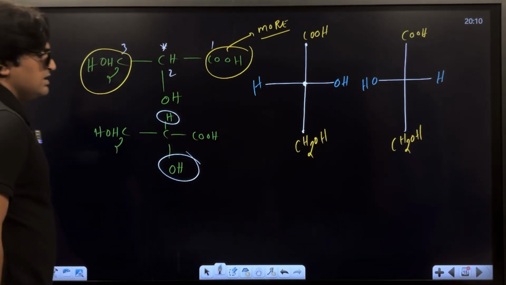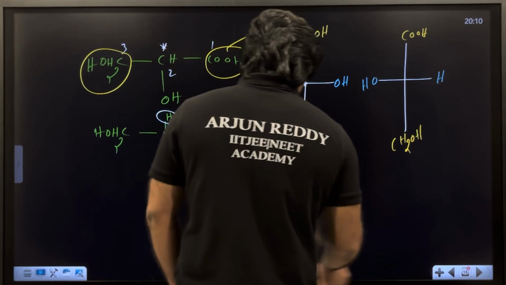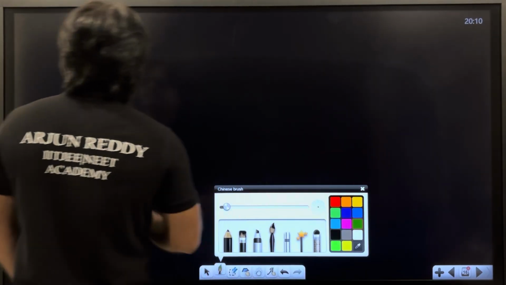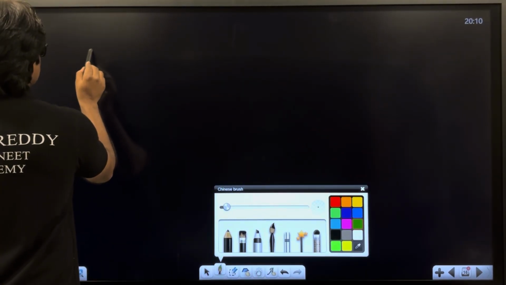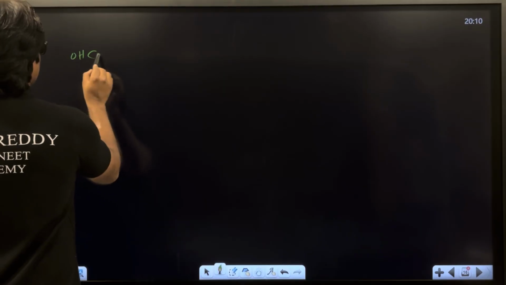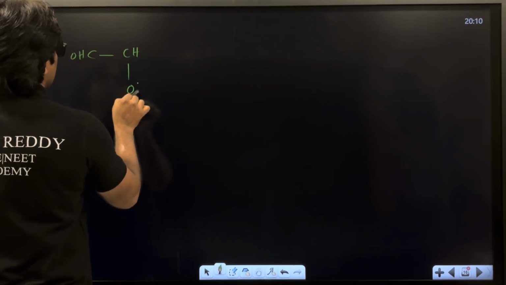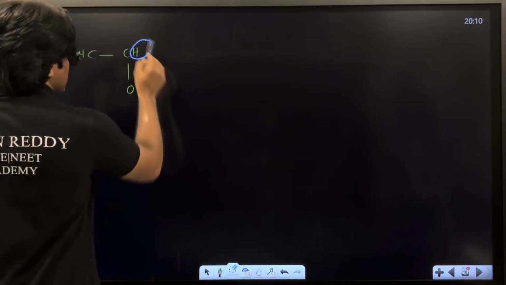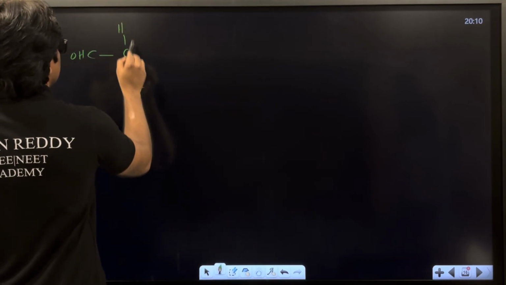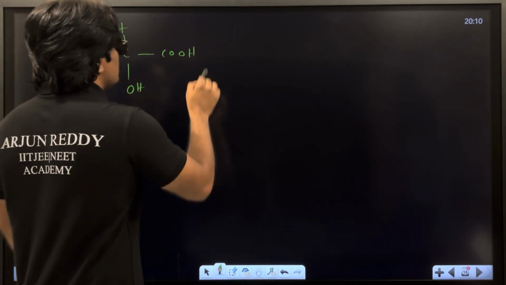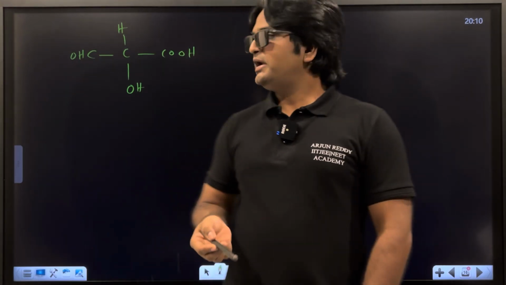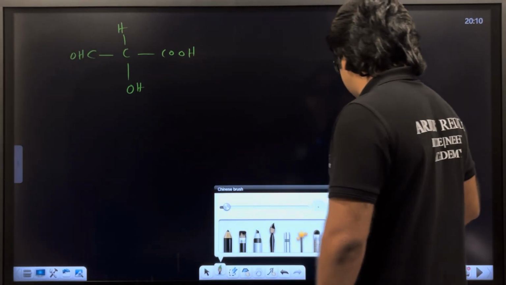Now this is the first example. Let me go for second example. Now this is our second molecule. Here I am taking like this, CHO. Next one, CHOH. This hydrogen atom completely I am writing like this. Okay, for 2-3 molecules, and COOH is given. So how we are writing that molecule in the form of Fisher?